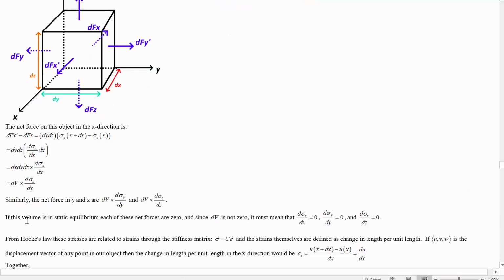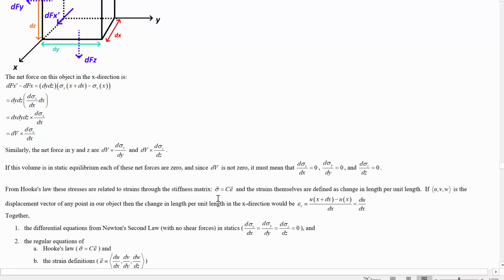Now, if there's no net force on this differential volume because it's in static equilibrium, then we need that these things are all zero. Again, this relied on there being no shear forces. We're going to have a more complicated expression next week when we allow shear forces, but for now, it means that each of these slopes of the normal stresses has to be zero in their respective directions.